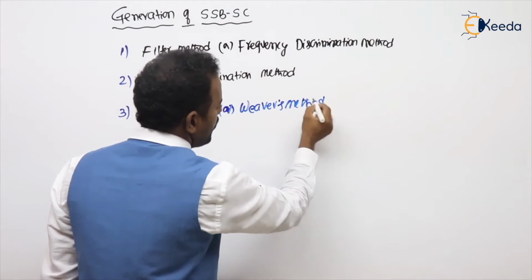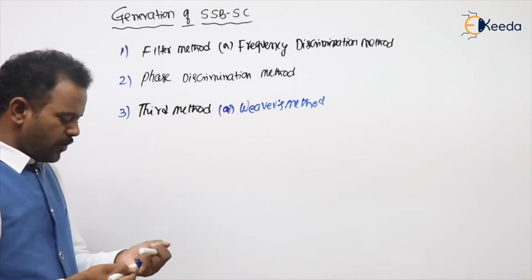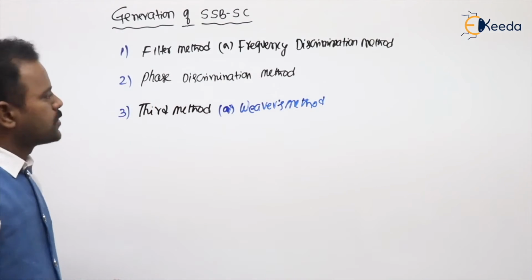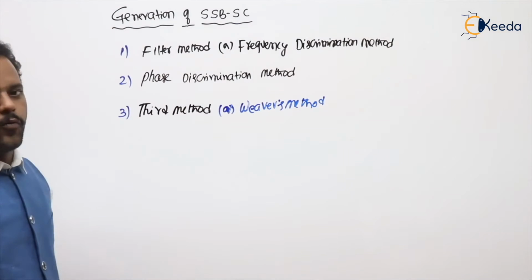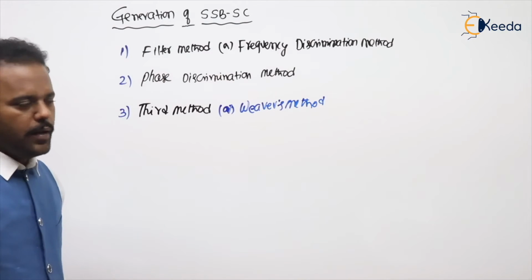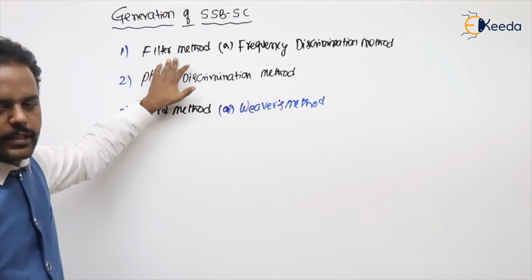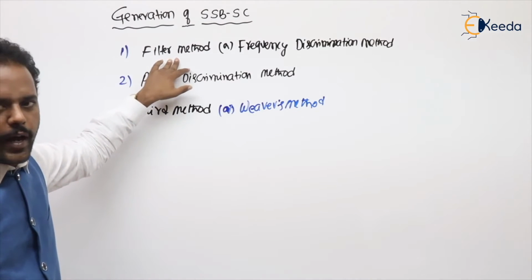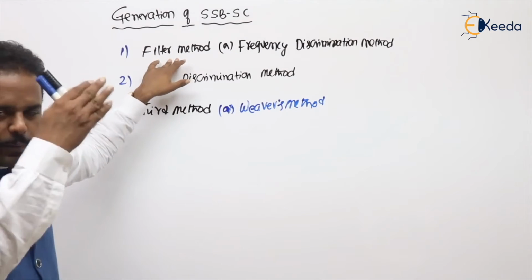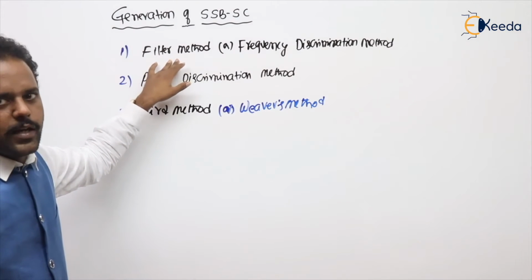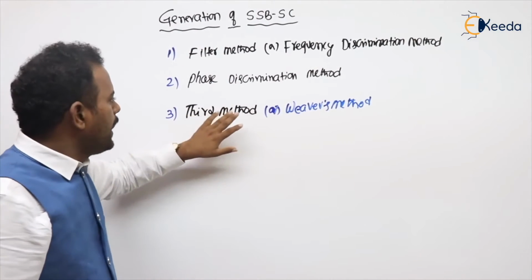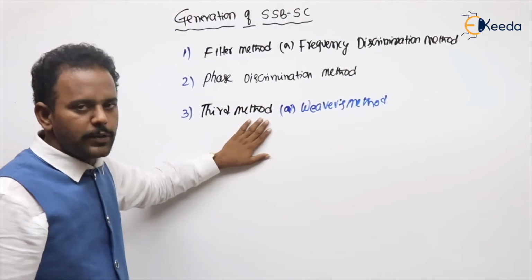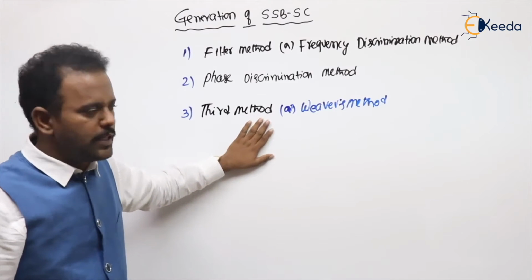This is an olden days method. Of course, now we are not using this one. For the generation of SSB-SC, we now use the filter method only. But in the initial days, designing filters was difficult because of the difficulty in achieving sharp cutoff of frequencies. Now with the help of mechanical filters, that is possible. At that time, when filters were not so well developed, we used Weaver's method.